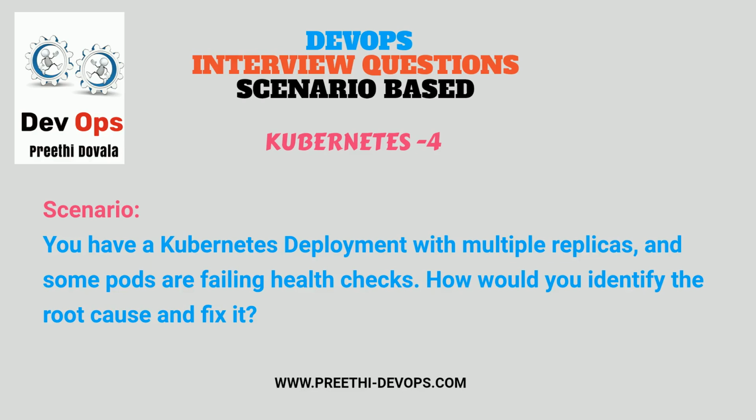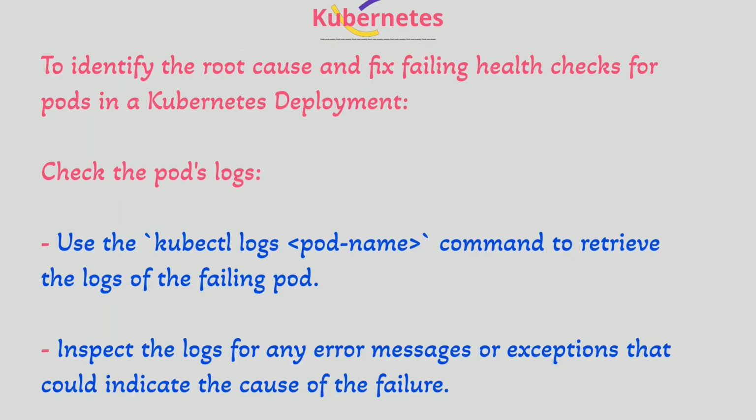Scenario: you have a Kubernetes deployment with multiple replicas, and some pods are failing health checks. How would you identify the root cause and fix it? To identify the root cause and fix failing health checks for pods in a Kubernetes deployment, check the pod's logs.